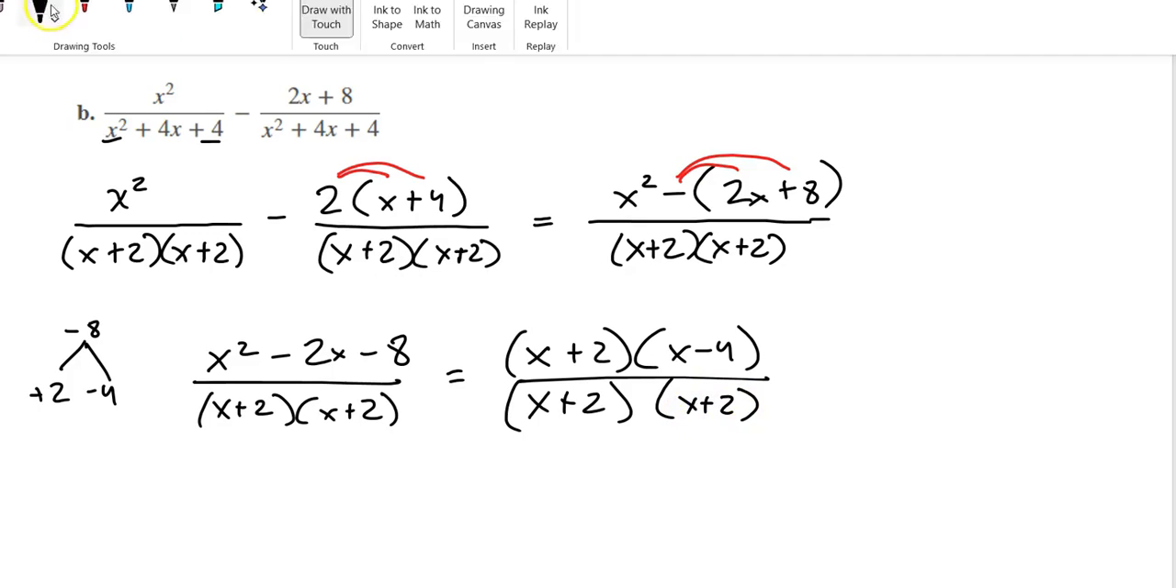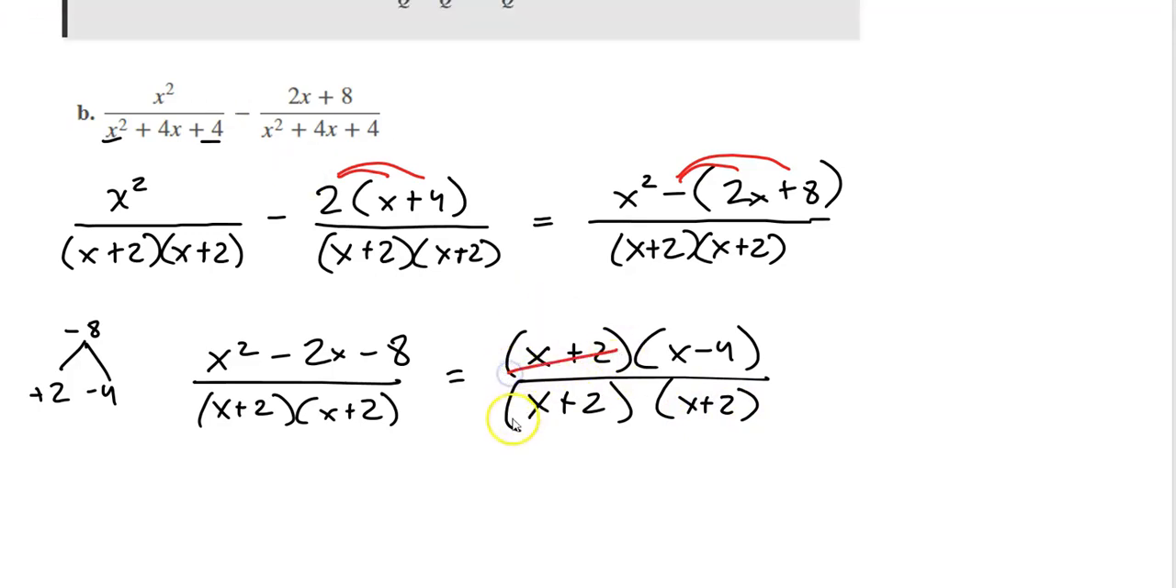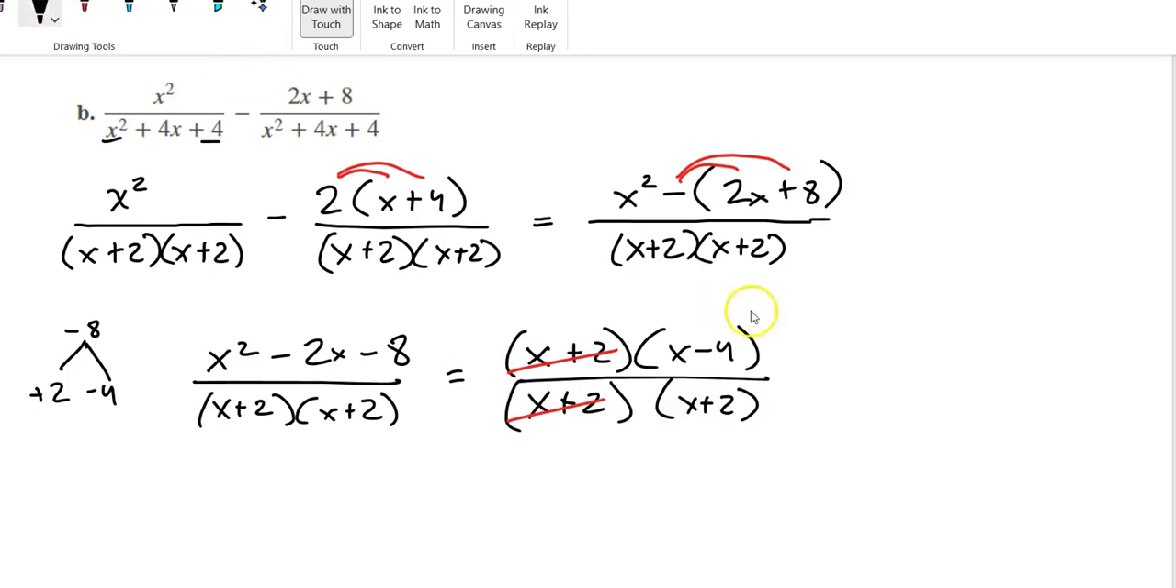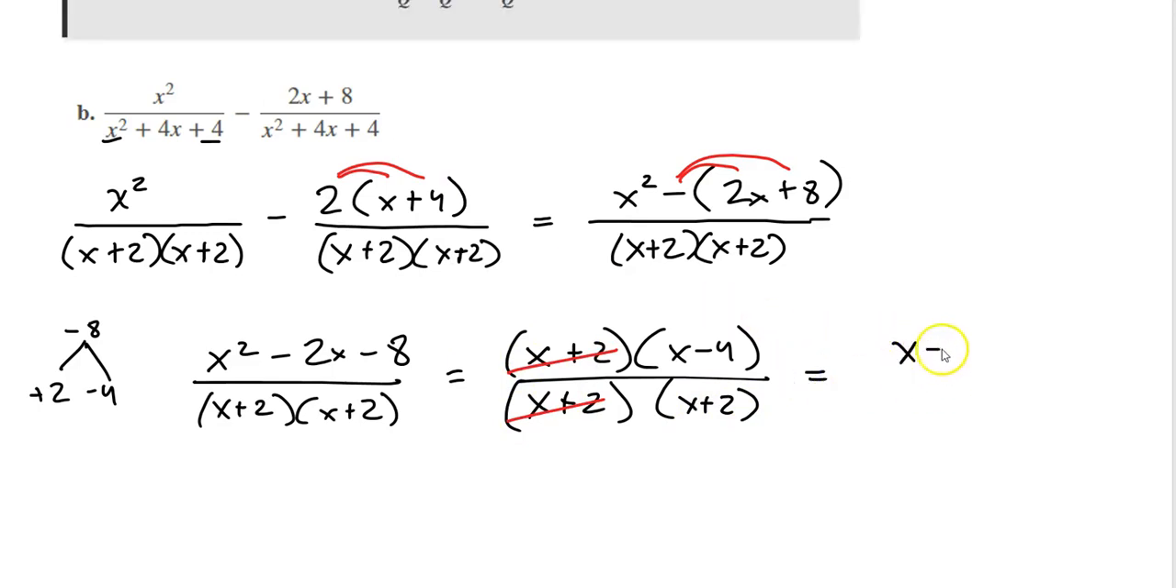Well, looking at it carefully, we can come in here and reduce that out. So our final answer is going to be x minus 4 all over x plus 2. That right there is our final answer. So that should be it.